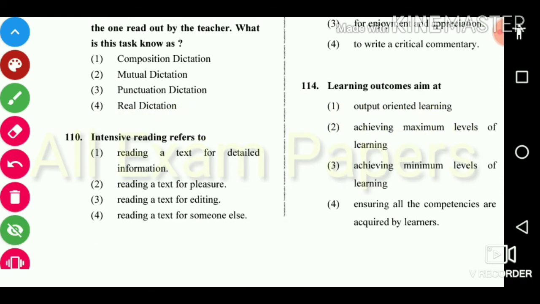Next is intensive reading refers to option number 1, reading a text for detailed information. Second is reading a text for pleasure. Third is reading a text for editing. And fourth one is reading a text for someone else. And the answer is option number 1, reading a text for detailed information.